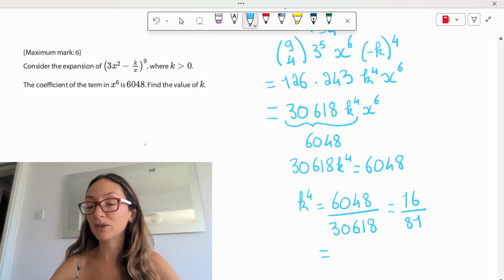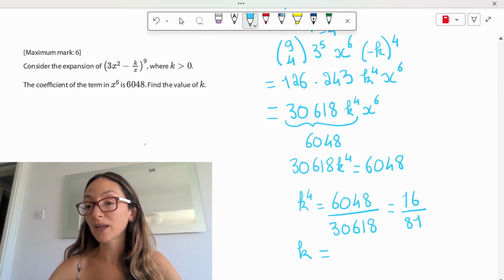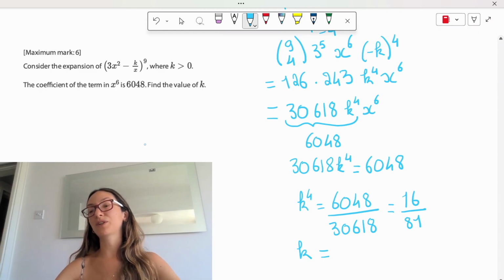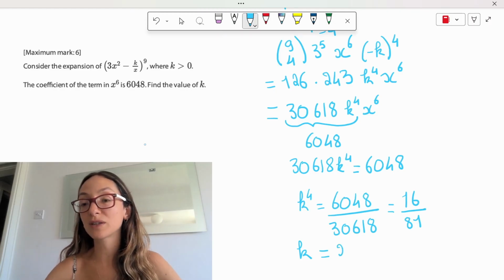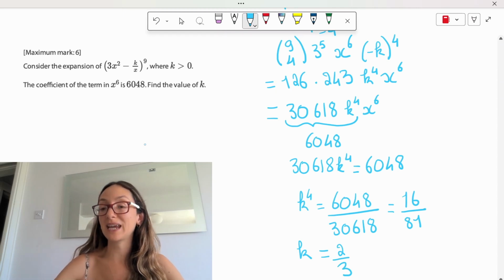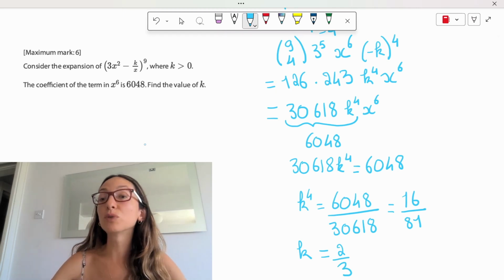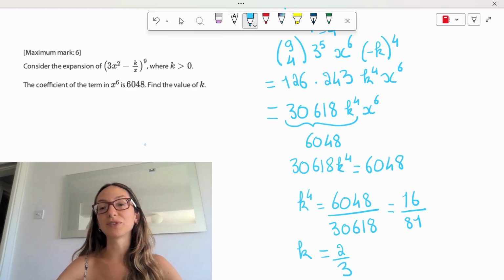And now all we got to do is just take the fourth root of that value to find k. And you don't even need the calculator for that. You should know that 16 is 2 to the power of 4 and 81 is 3 to the power of 4. So that just gives us 2 over 3. And notice here I didn't put plus or minus because we are told that k is positive. Otherwise, you would have to give both answers, plus 2 over 3 and minus 2 over 3.